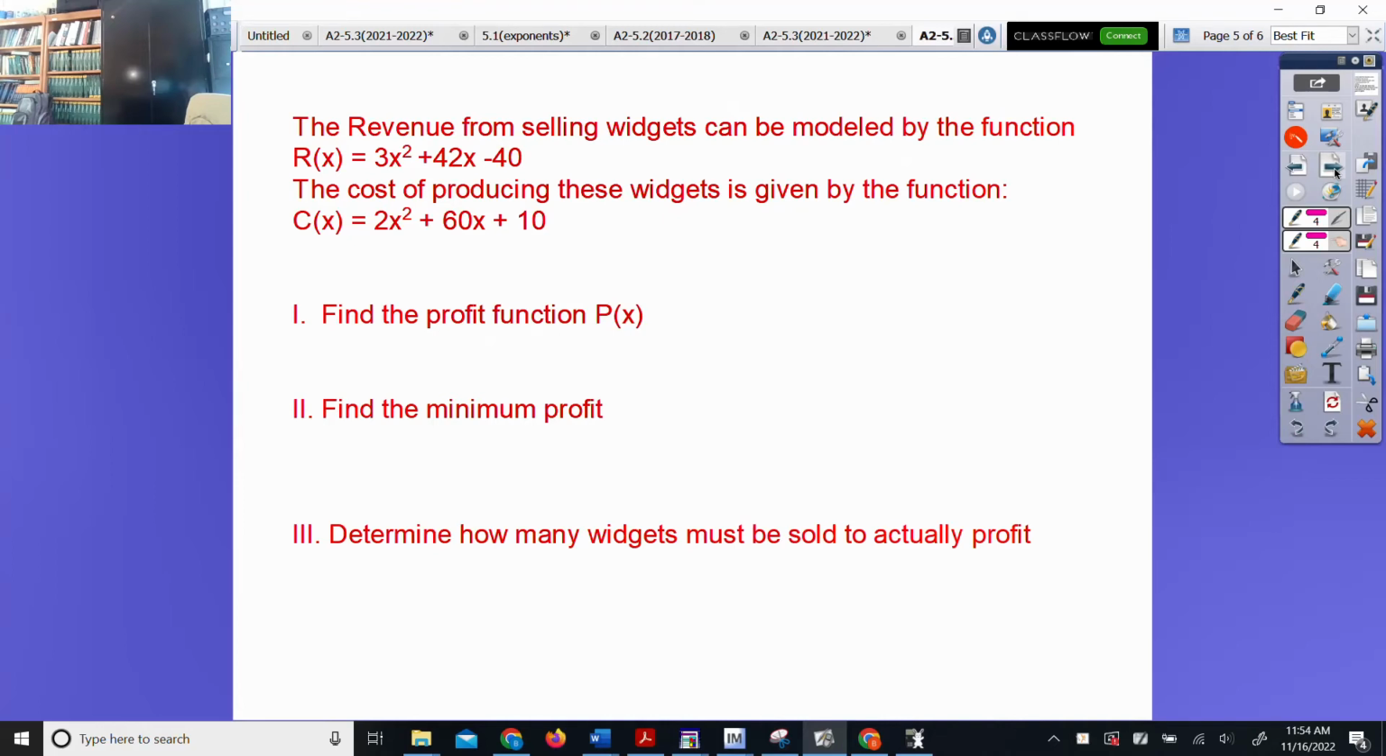All right, last one for today. Revenue from selling widgets. Just kind of a boring example, but I can't say like the revenue from selling weed. Can't have that in public high school, can we? Revenue from selling widgets can be modeled by the function R(x) = 3x squared plus 42x minus 40. The cost of producing these widgets is given by the function C(x) = 2x squared plus 60x plus 10. Part 1 is to find the profit function, P(x).